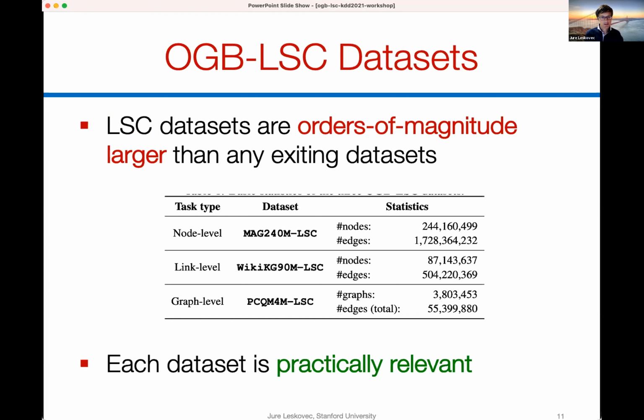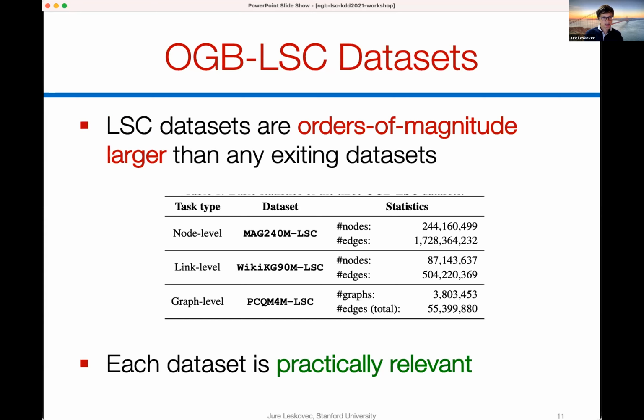In terms of data sets that we released, these data sets are orders of magnitude larger than what exists today. So the node level data set has 240 million nodes and 1.7 billion edges. The link level data set comes from Wikipedia. It's 90 million nodes and 500 million edges. And then the graph classification data set is a set of molecules. It is about 3.8 million different molecules, in total having 55 million edges.